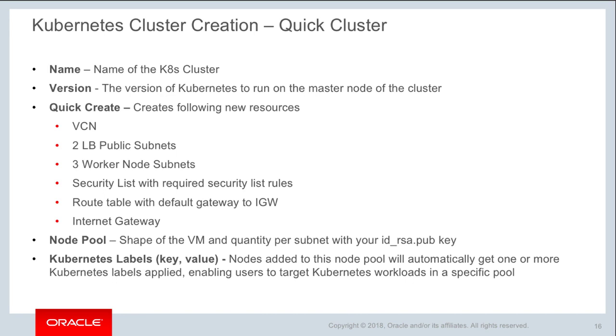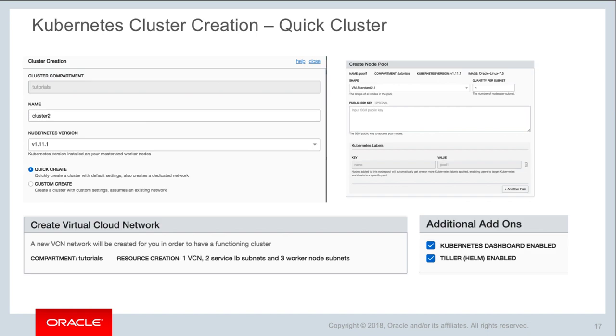In addition, you can also add Kubernetes labels to your node pool. So when the node pool comes up, the Kubernetes master will attach labels with the key and value that you provide over here automatically, so that later on you can actually enable users to target these specific node pools for your particular application. By default, the Kubernetes dashboard and Helm is enabled, and you can also disable them in the quick cluster creation as well.